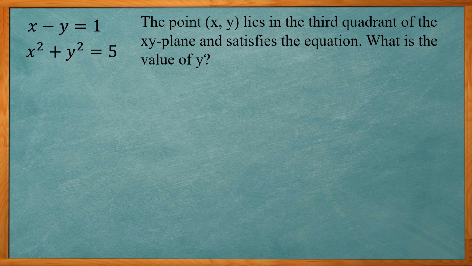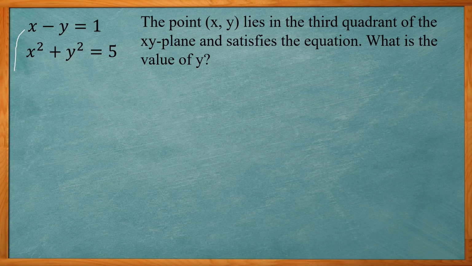So here we have x minus y equals 1. That's a linear equation. X and y are both to the first power, so that makes it linear. And we have x squared plus y squared equals 5. So that's nonlinear. We have x squared and y squared, which is typically a circle. So we got a line and a circle. And the solution to this problem is going to be where those two things intersect, where that line and circle intersect. Now to solve this, I'm going to use substitution.